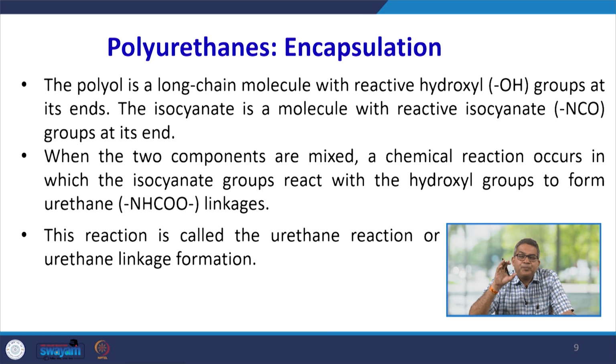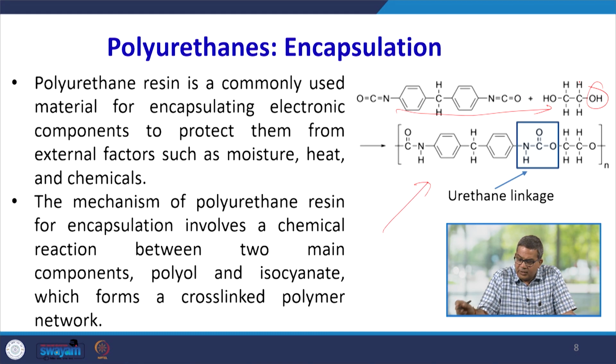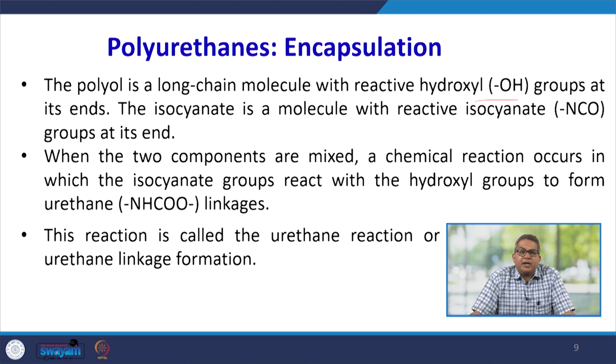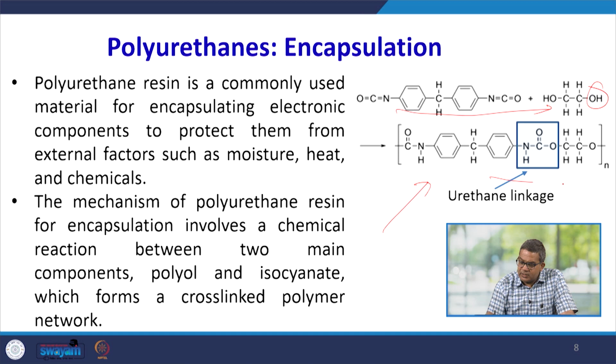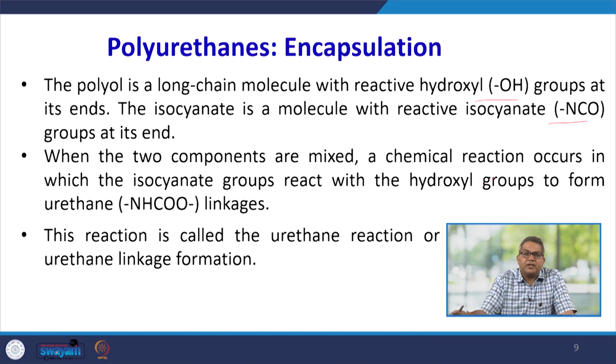Now, polyol is a long-chain molecule with a reactive hydroxyl group at its end, like here you see the reactive hydroxyl group. Isocyanate is a molecule with a reactive isocyanate group at its end. When the two components are mixed, a chemical reaction occurs in which the isocyanate group reacts with the hydroxyl group to form the NCCO bonding, which is called the urethane linkage.